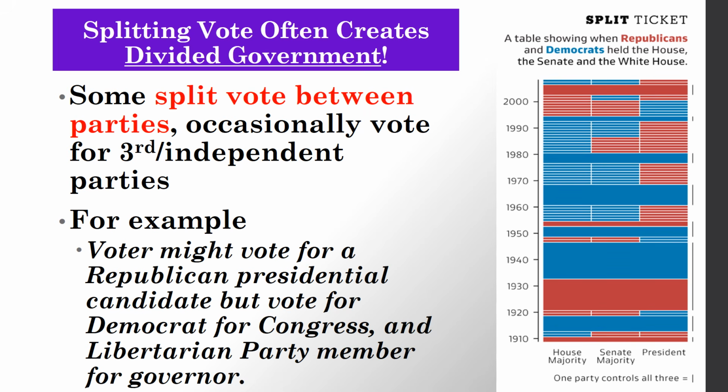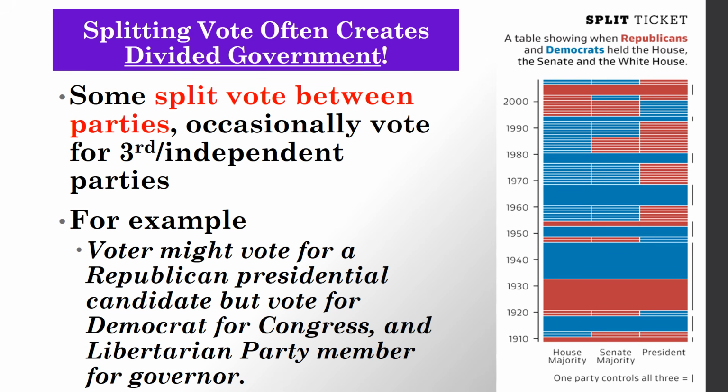Okay, so we mentioned this idea of split ticket voting. We're also going to show how this is apparently on the decline of late. The ticket is just the list of candidates that you're voting for. And so people might vote, let's say, Republican for president, but then Democrat for your local representative in the House of Representatives. And maybe you even vote for a third party member for some other race.